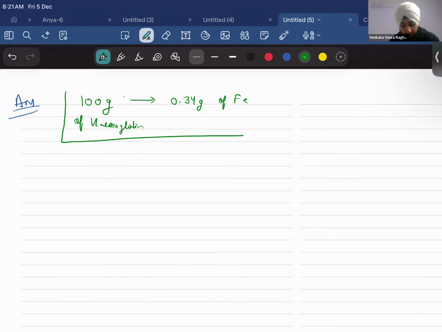See now, if you take 100 grams of hemoglobin, then it might contain 0.34 grams of iron. That means if you take 100%, then it will be 100. Correct.